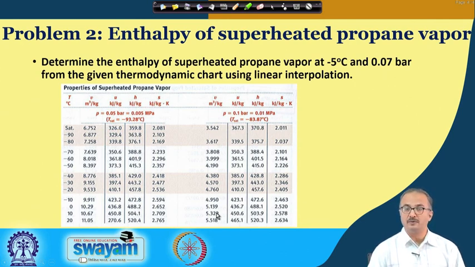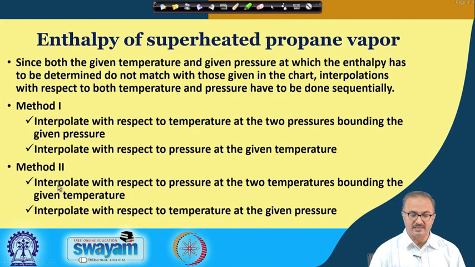Now, with these two values, we again interpolate to get the value of the enthalpy at 0.07 bar and at minus 5 degree centigrade. So, this is method 1. And in method 2, we interpolate with respect to pressure at two temperatures bounding the given temperature, and then interpolate with respect to temperature at the given pressure.